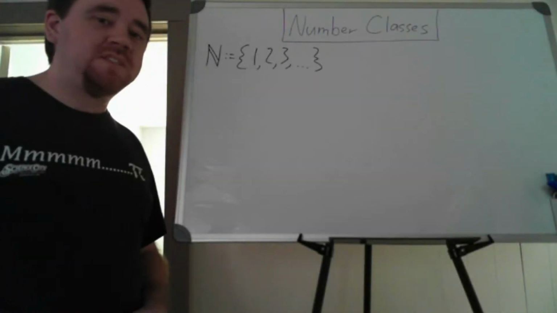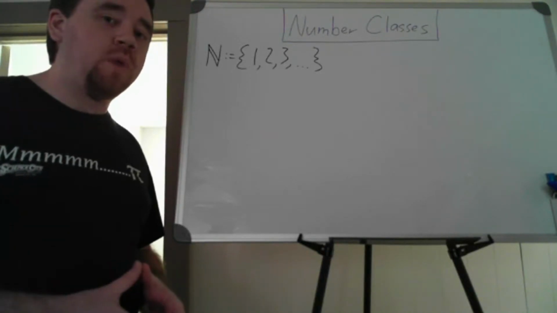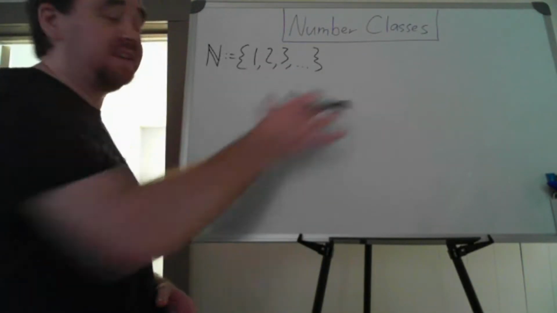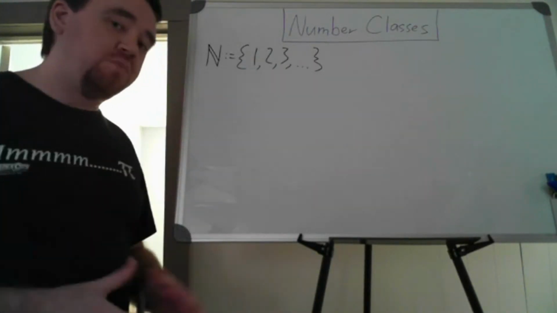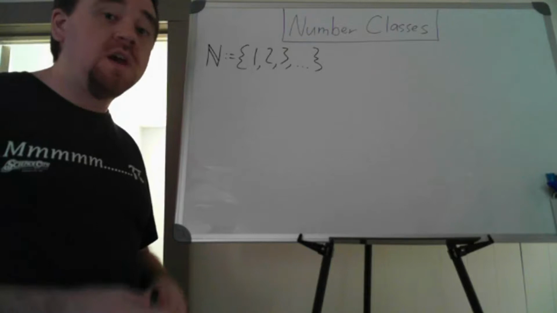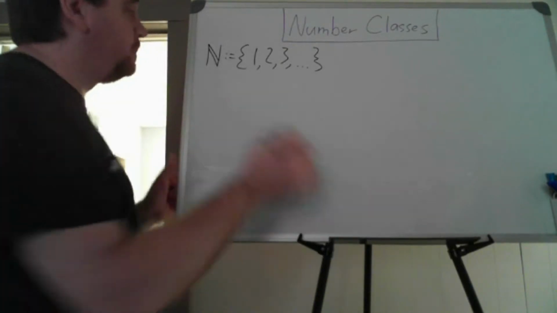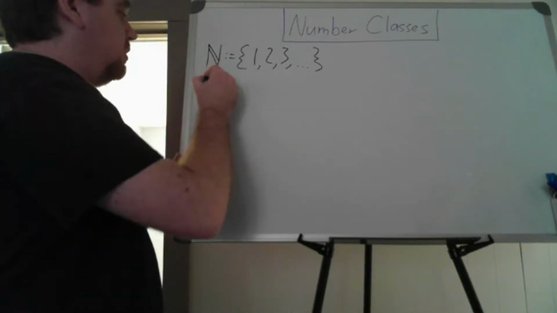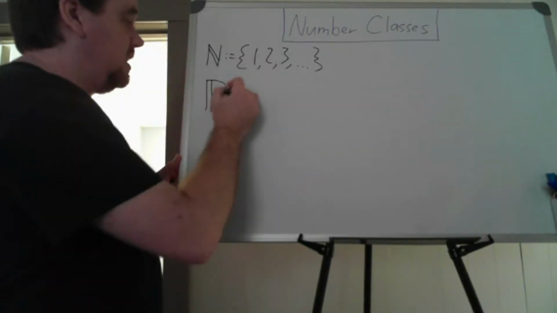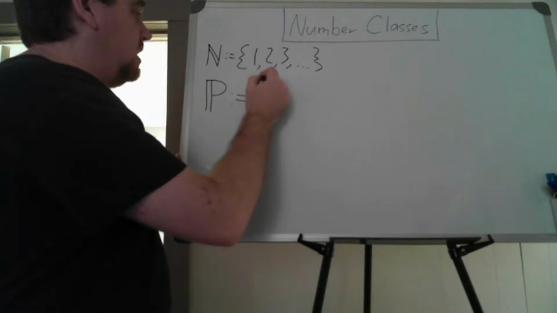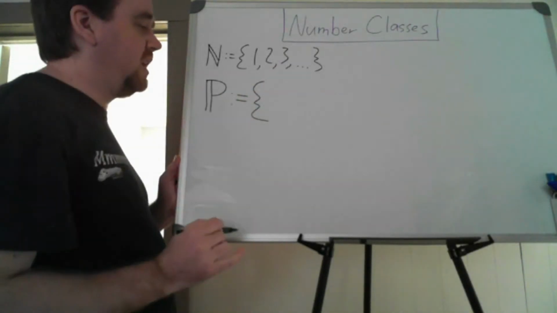Our next class of numbers is actually one we've already seen as well. It's what we would call a subset of the natural numbers, meaning we take some of the natural numbers and put them into a set in their own right. And these ones we call the prime numbers. And just like with the natural numbers, we're going to use a capital P, and we're going to double bar it, so like that, and we define this to be equal to a set of numbers.